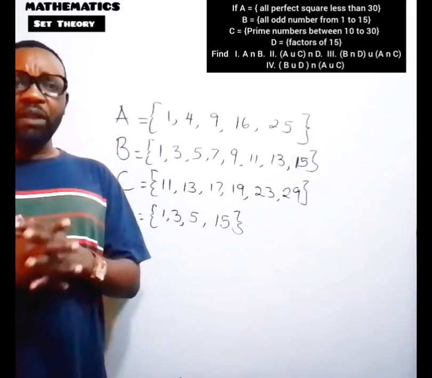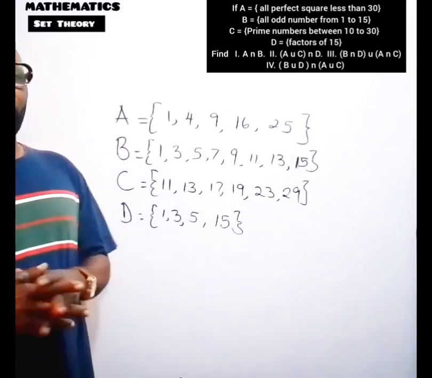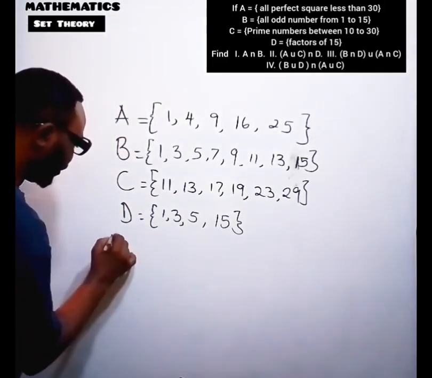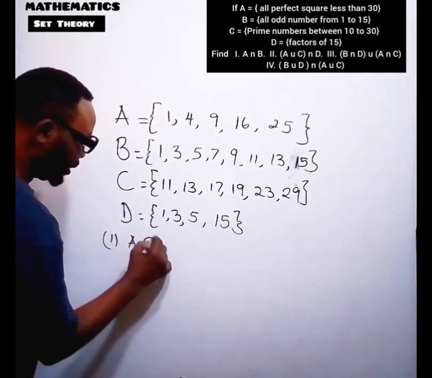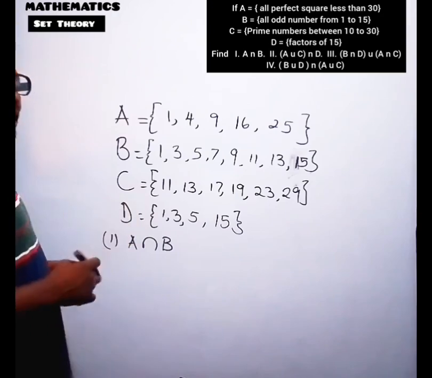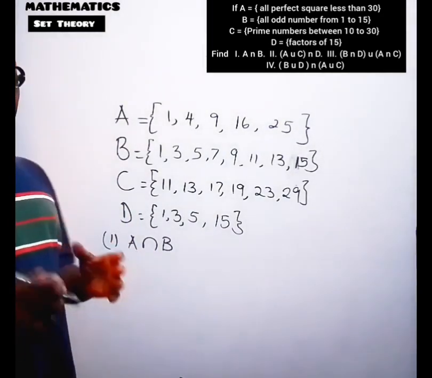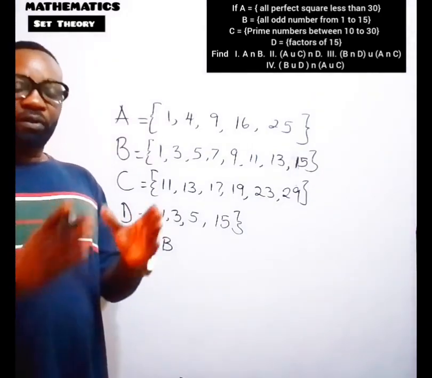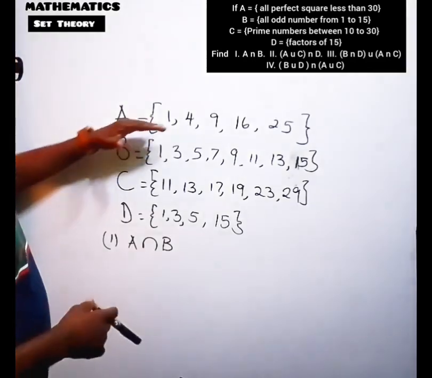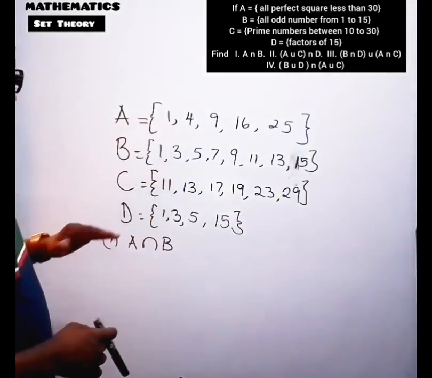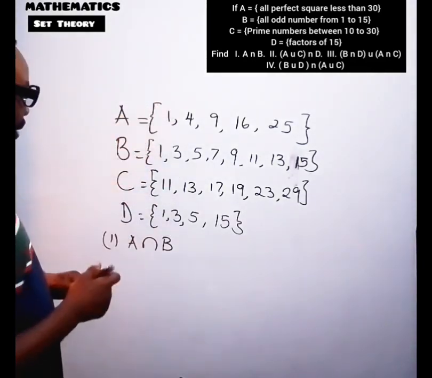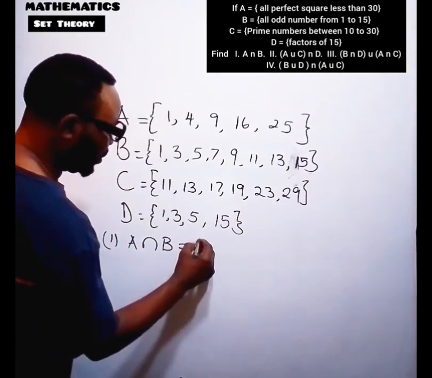Now, the question says we should find the value of A intersection B. That's the first question there. A intersection B. As we have heard earlier, what is the meaning of intersection? Intersection means common values. Now, what is the common value between A and B? What are those values that are common to them?